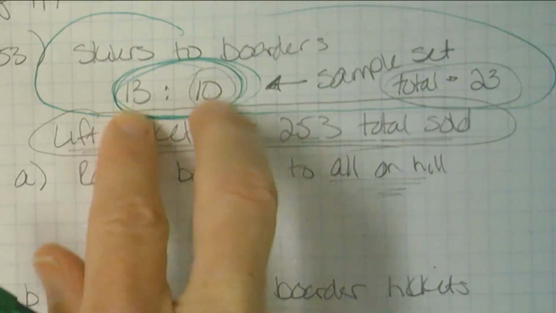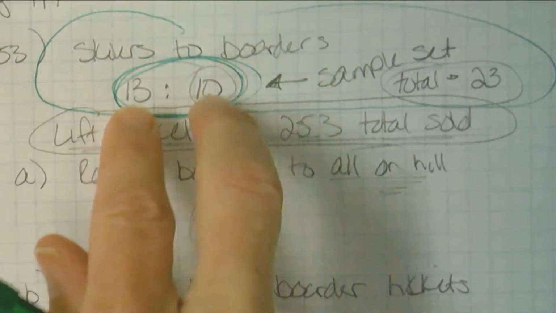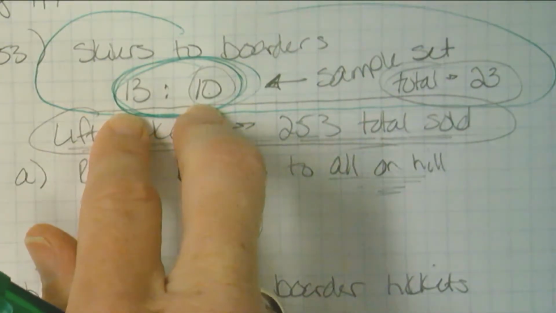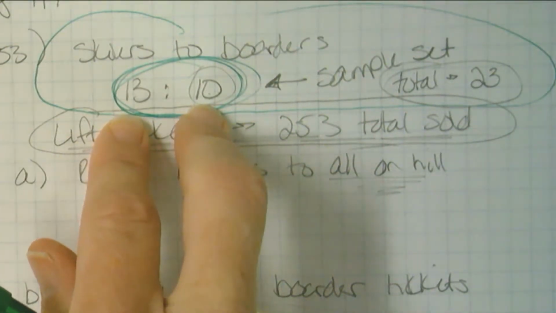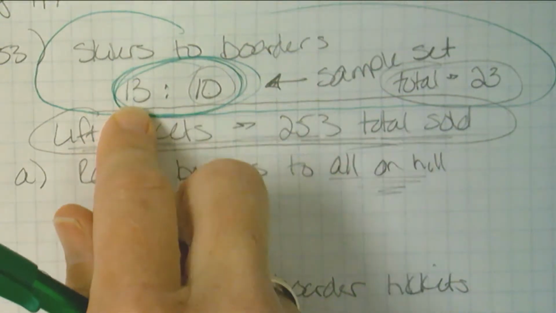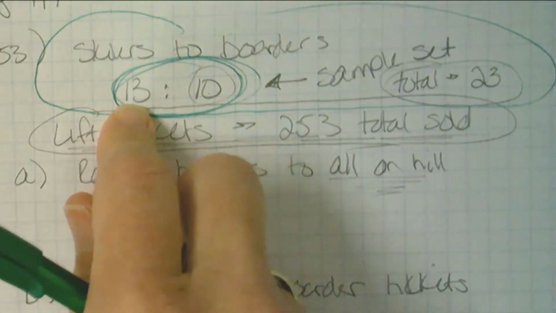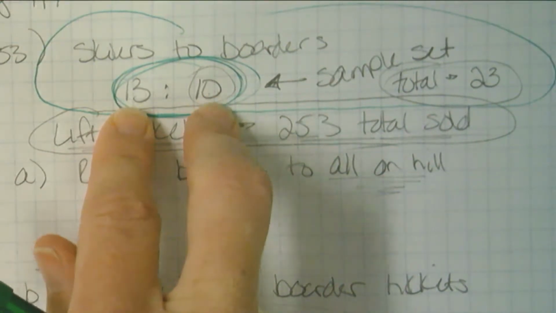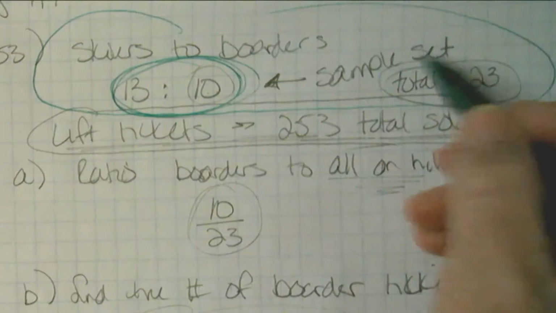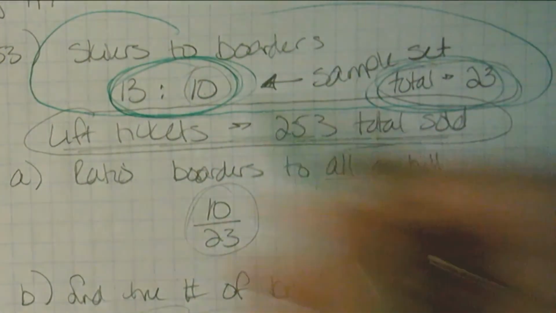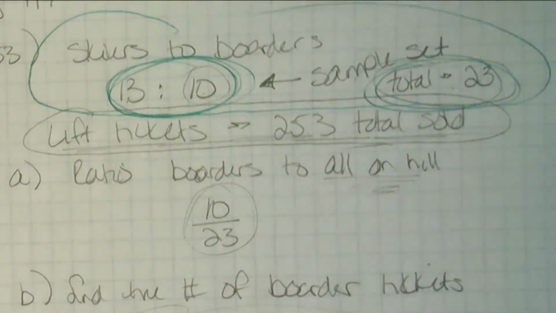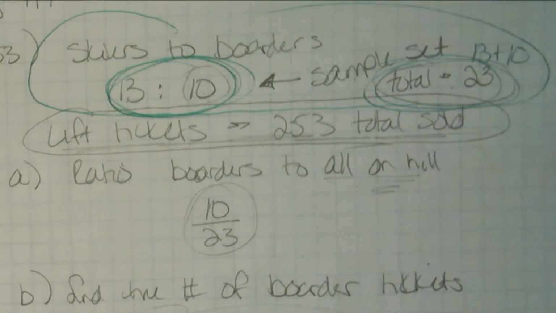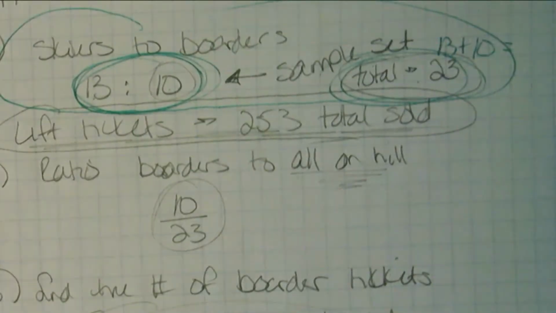So for us to use this ratio in math, we need to think of this as like a sample set. So we have a sample set of 13 skiers to 10 boarders that were there that day. That means that the total number of people in my sample set is 23 people, because 13 plus 10 is 23. This 23 is 13 skiers to 10 snowboarders. Are you okay with that?